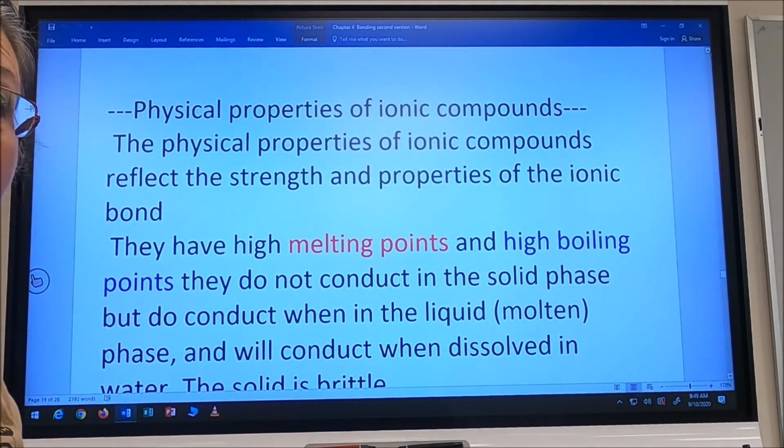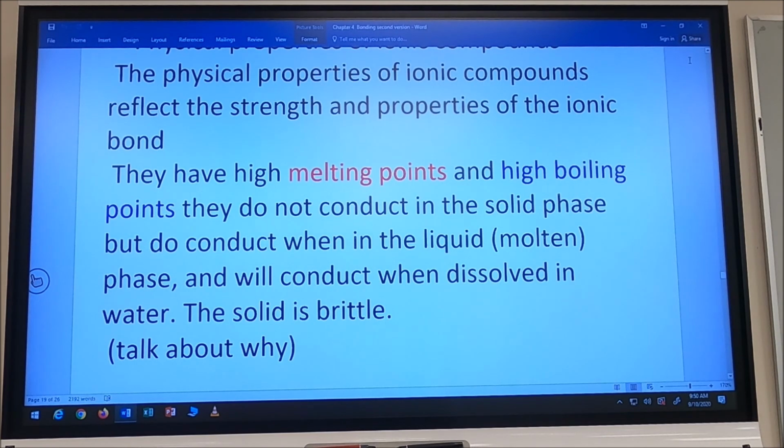All right. Now let's talk about the properties of an ionic compound. The physical properties of an ionic compound reflect the strength and the properties of the ionic bond. Because remember, in a solid ionic compound, all of the ions in one solid chunk are interconnected by the ionic bond. It extends throughout. So ionic compounds have a tendency to have very high melting points and very high boiling points.